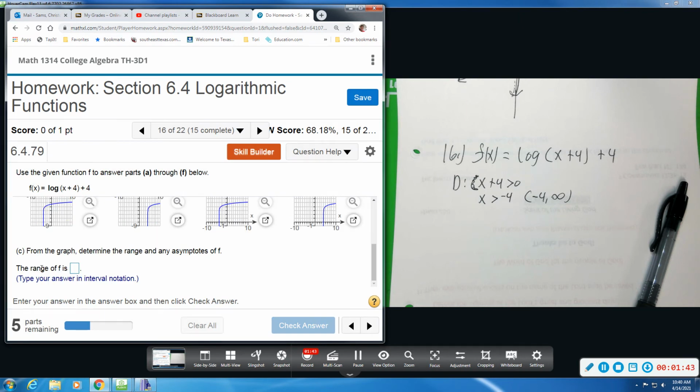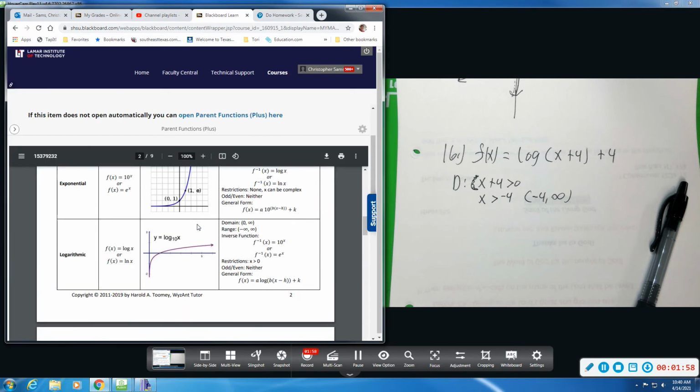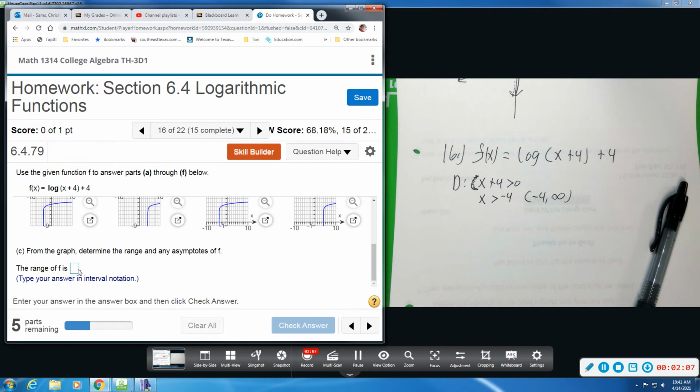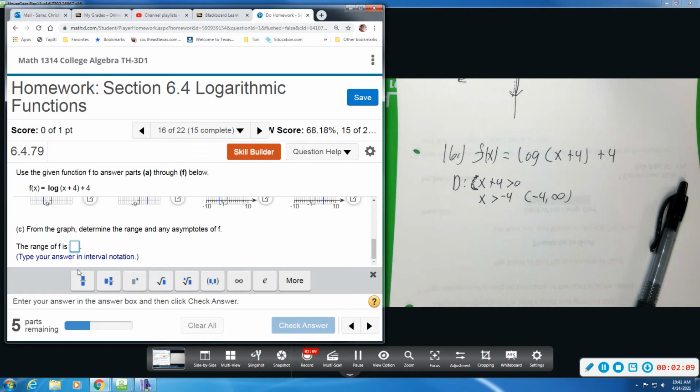We also want to determine the range. So the range is always negative infinity to positive, and the shifting up and down, left and right doesn't change the range. Okay, let me go back and just show you right here. The range is negative infinity to positive, and shifting it up or down doesn't change that. So our range is still negative infinity to positive infinity.